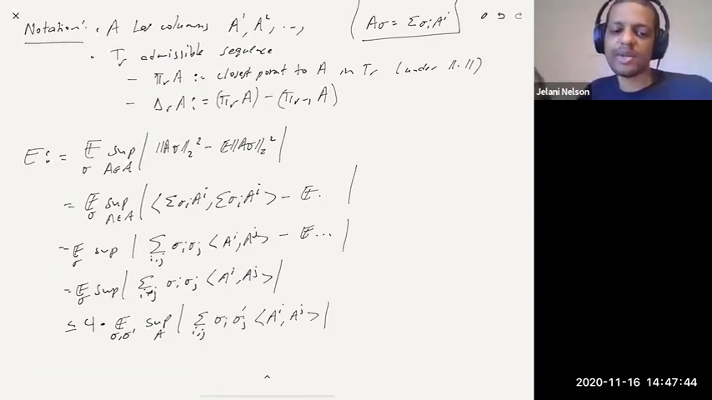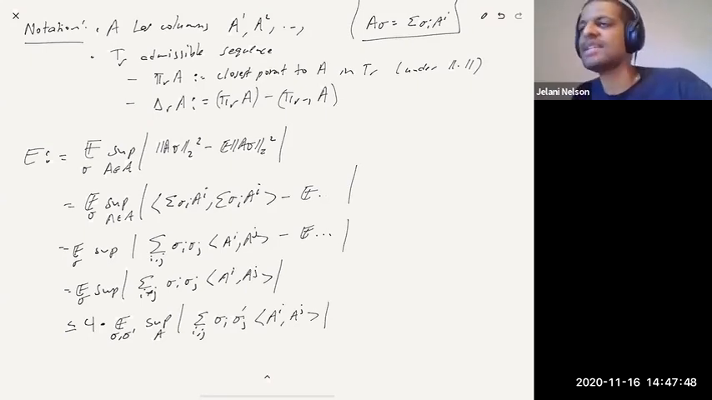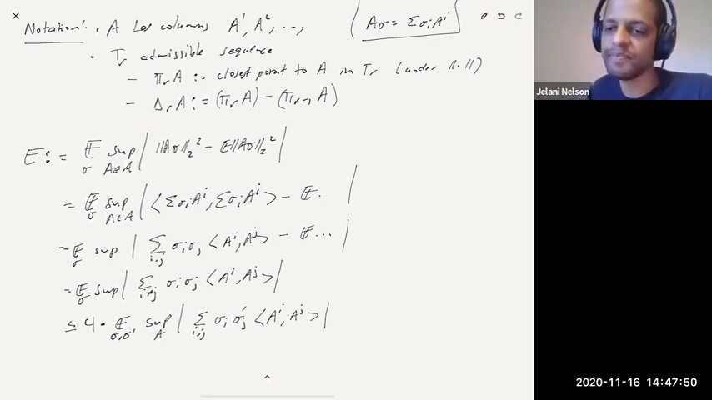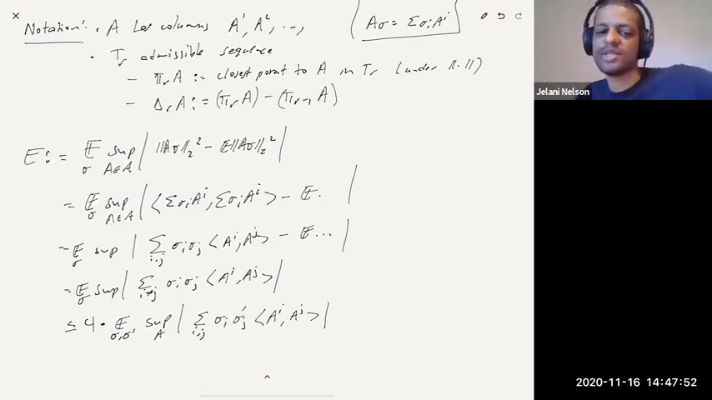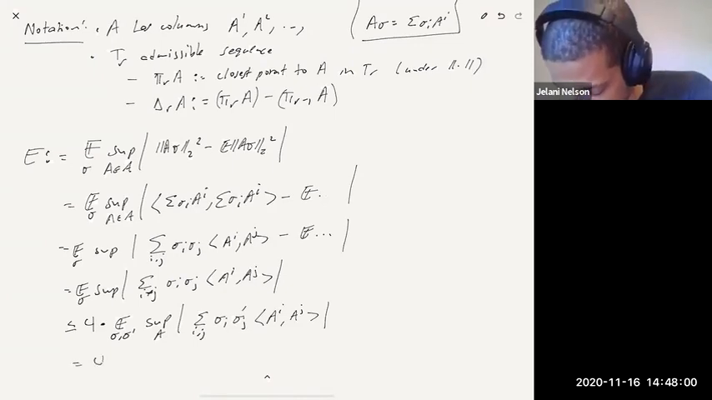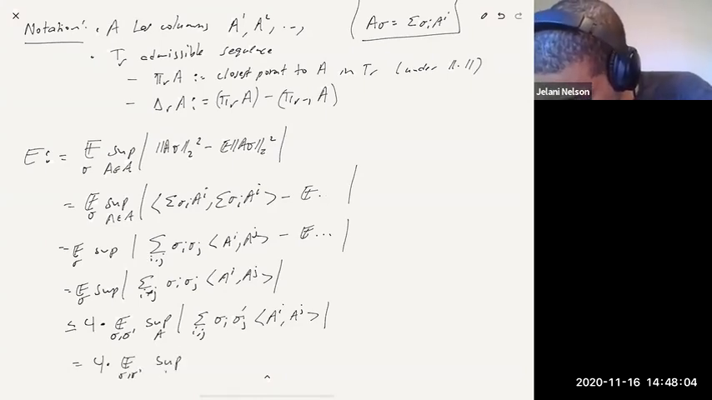So now we have 2n random signs: sigma 1 up to sigma n, sigma 1 prime up to sigma n prime. These are 2n plus-or-minus 1s. They're all independent of each other. Okay. And then this is equal to 4 times the expectation over sigma, sigma prime of the sup over a of a(sigma) dot a(sigma prime), basically.